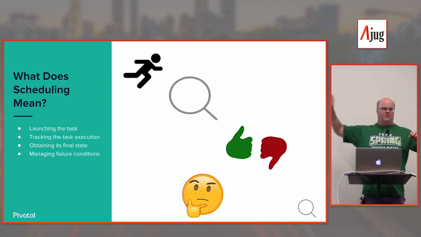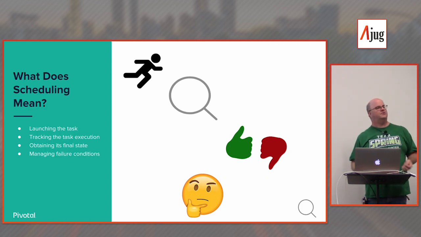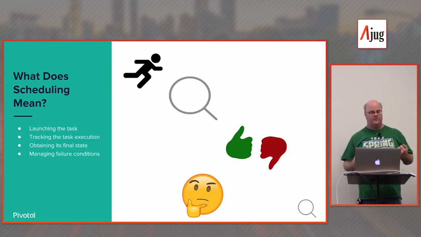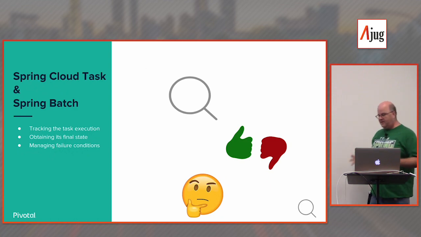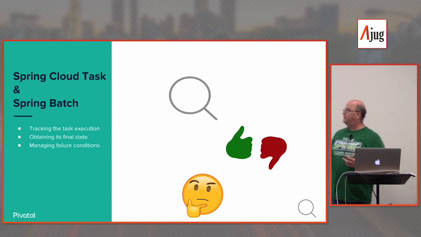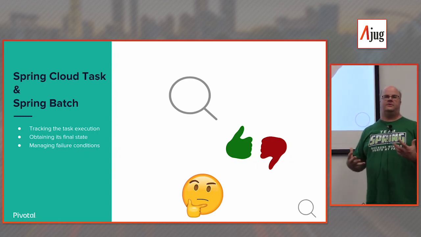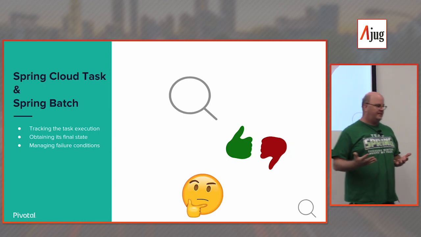Okay. So out of our list, we've actually only covered the runner. We've only taught you how to launch the task. Now we're going to be digging into how we can track the app, obtain its final state, and then manage the failure conditions. So Spring Cloud Task is a project available on GitHub, available by Spring.